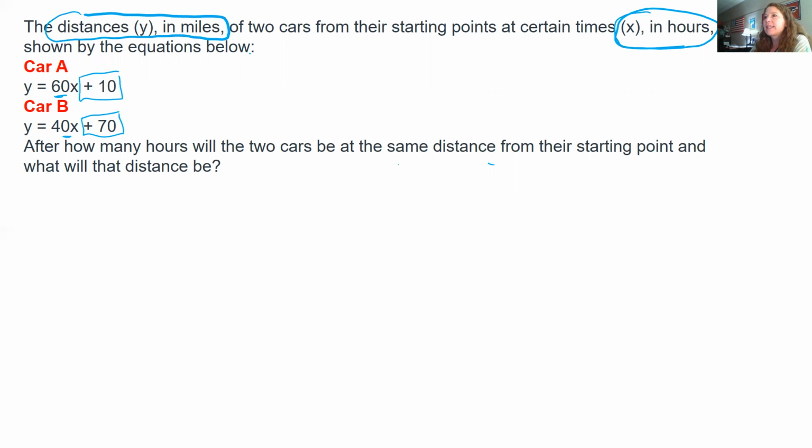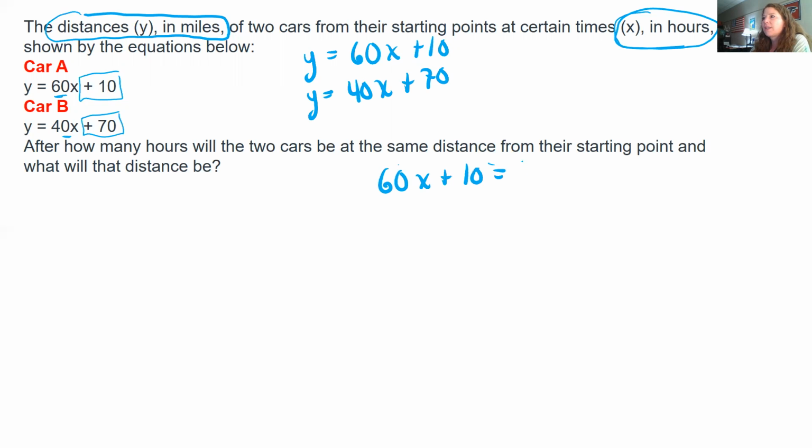So basically, once again, we have two equations that equal y. And anytime I see two equations that are equal to the same variable, I'm simply going to make those two equations equal to each other. So here we go. Once again, we're going to solve for x. We're going to get our x's together.